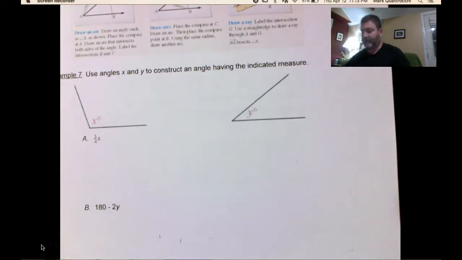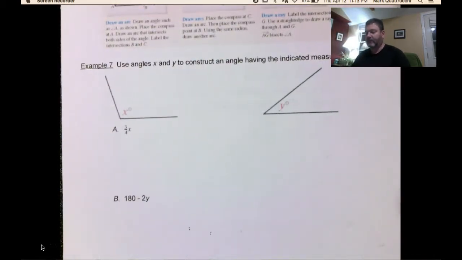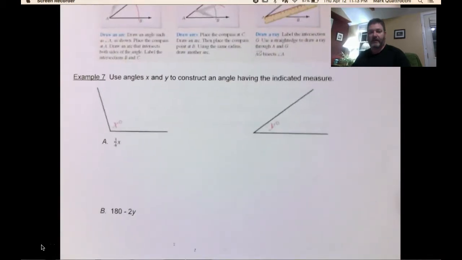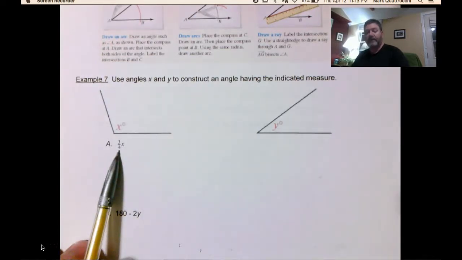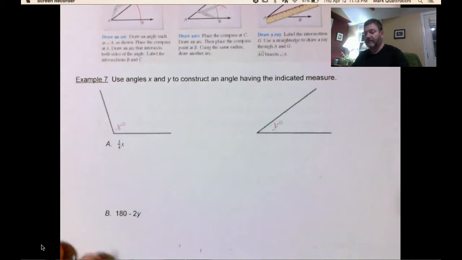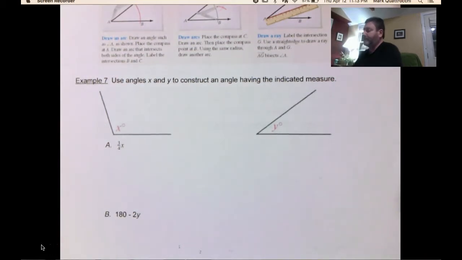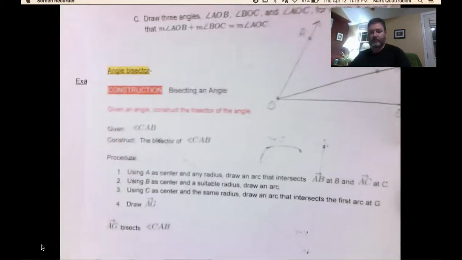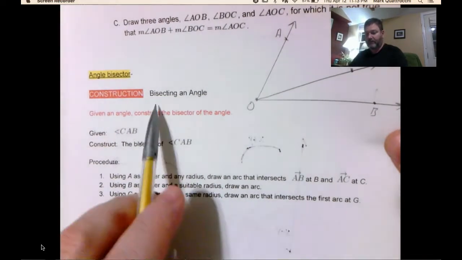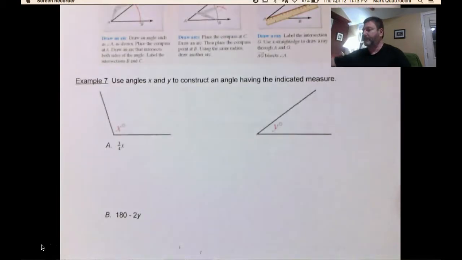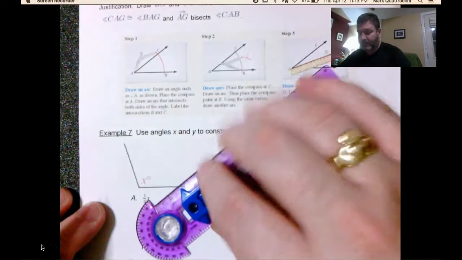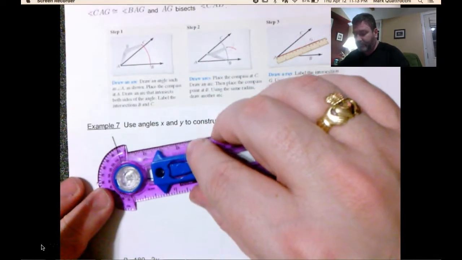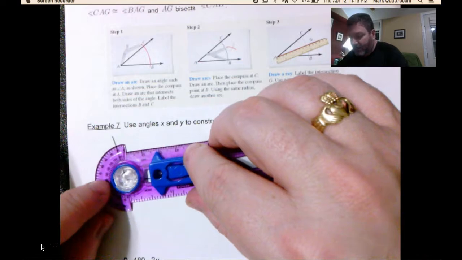Problem number 7. Use angles x and y to construct an angle having the following indicated measure. So here's angle x, here's angle y. I want to do an angle that is 3/4 of angle x. You should follow the videos on bisecting an angle, because that's how we're going to do this one. If we bisect angle x, I can do that right on this. I'm not going to make a copy like I did before. So let's bisect angle x here.